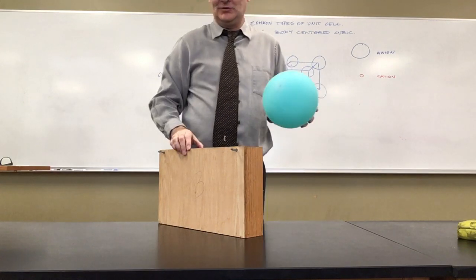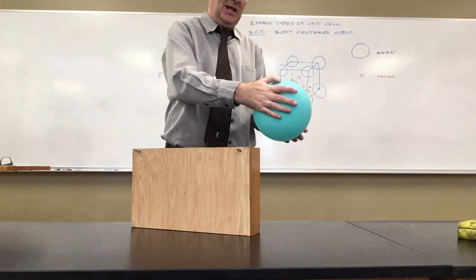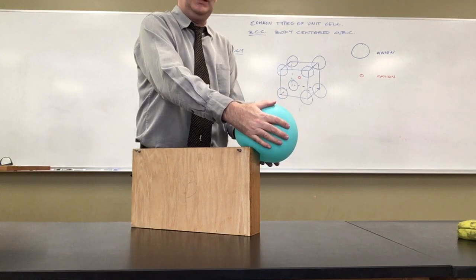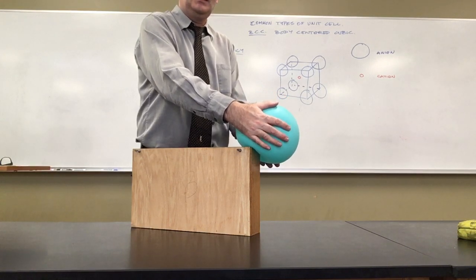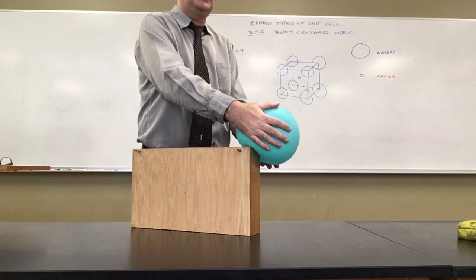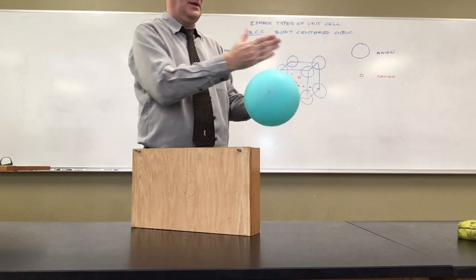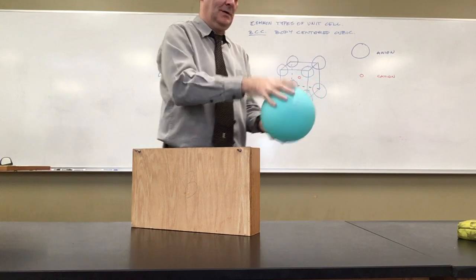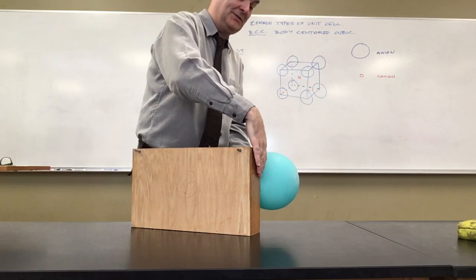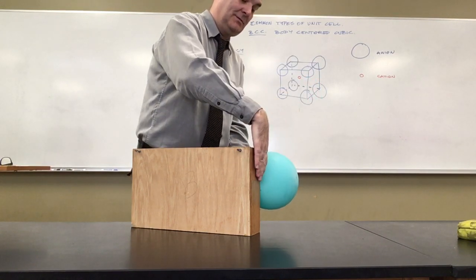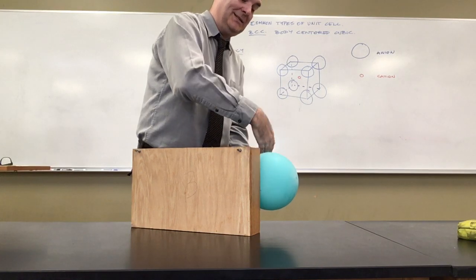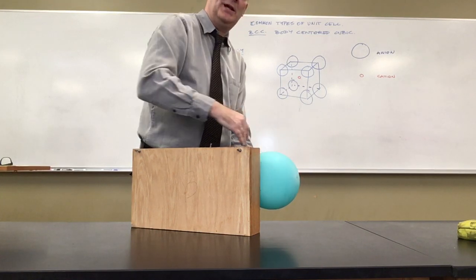Okay, let's ask some dumb questions. Is all of the balloon inside the box? No. Is half of the balloon inside the box? No. Is 1/4 of the balloon inside the box? No. Half. So if it were on the face, then half of it would be inside the box and half of it would be on the outside.